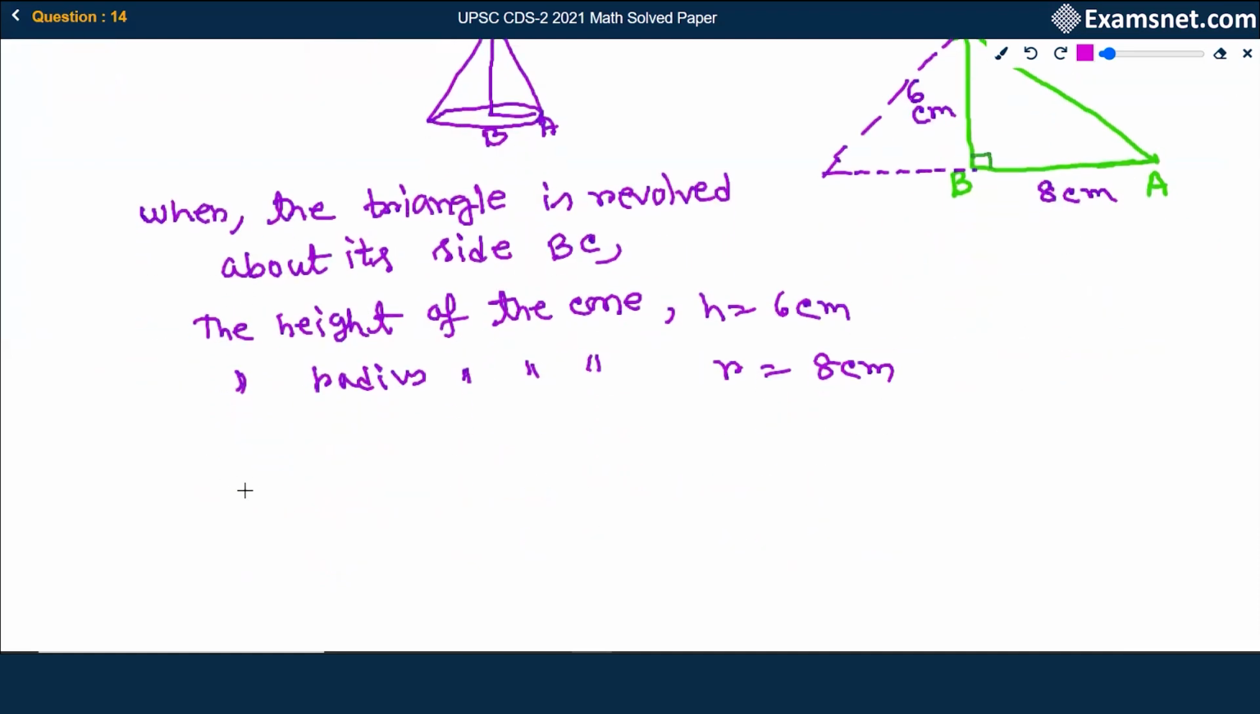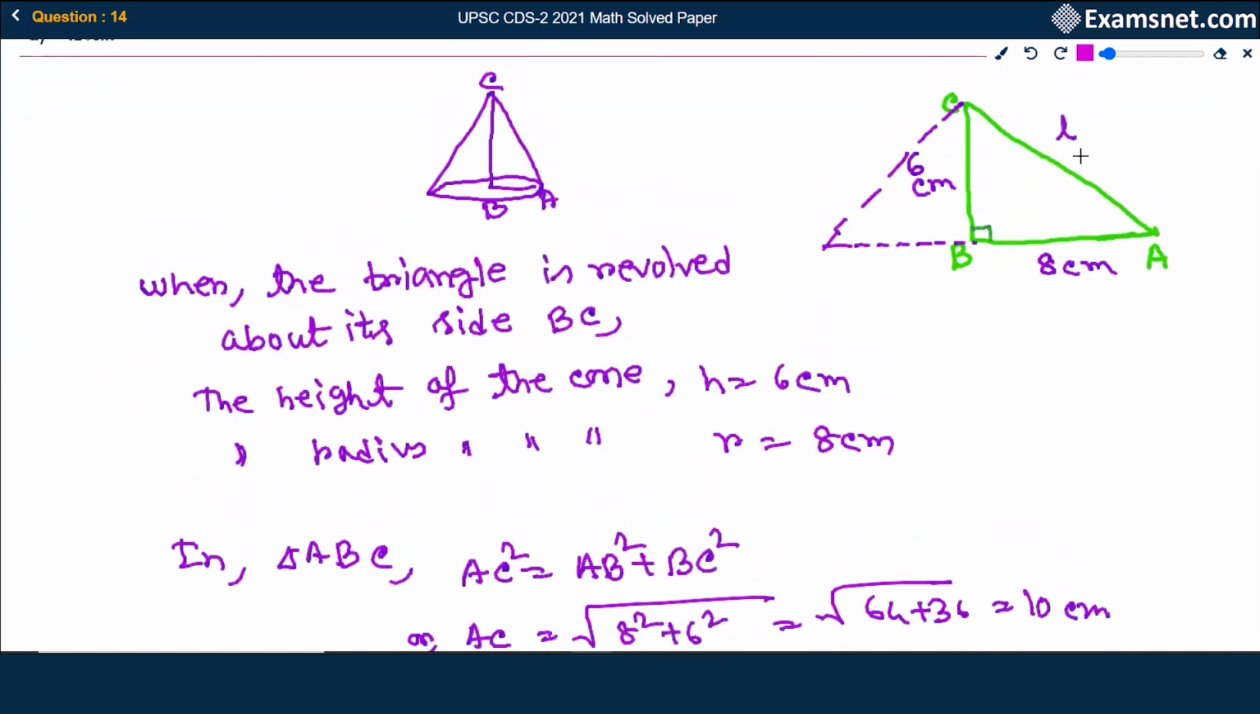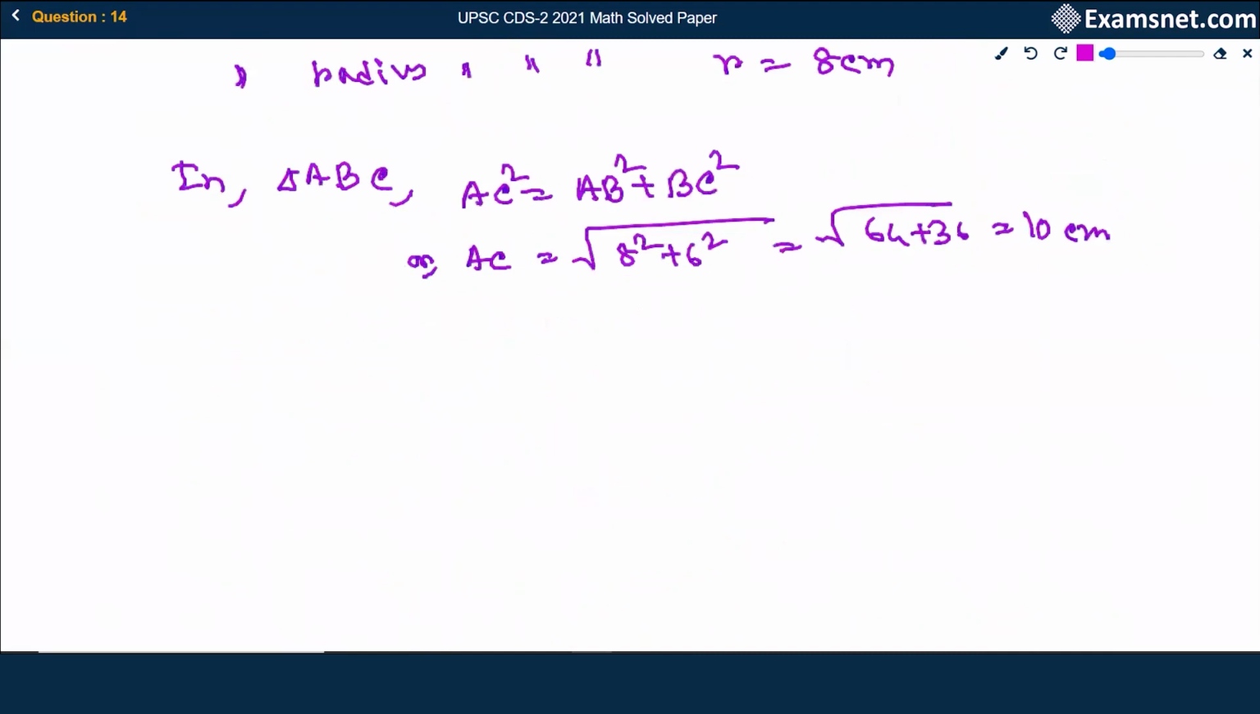So in triangle ABC, we can use AC square equals to AB square plus BC square. Therefore, AC equals to root under 8 whole square plus 6 whole square. That is 64 plus 36, so 10 centimeter. 10 centimeter.